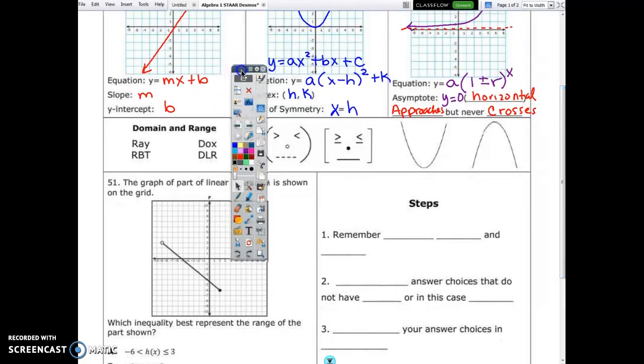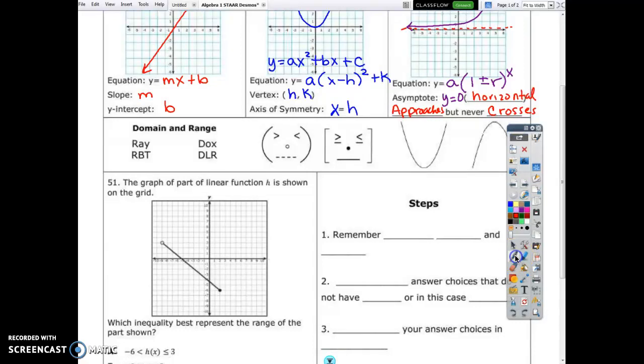You also have to remember domain and range, and these are 2 ways to remember them. Redox and RBT, DLR. Redox means range are the y's, and domain are the x's. Okay? RBT stands for range is from the bottom to top. And DLR stands for domain is left to right.